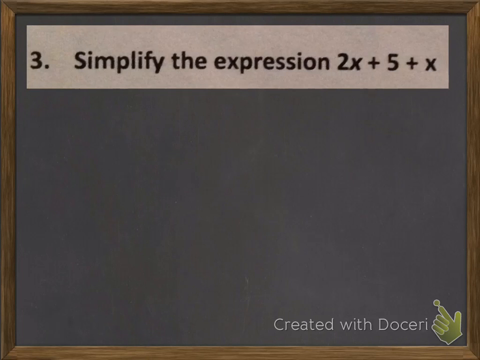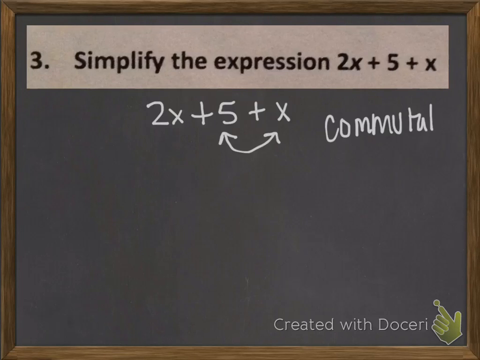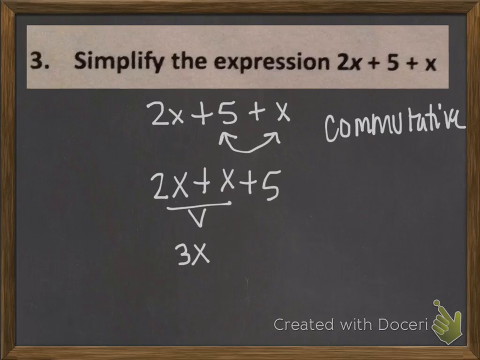Moving to number 3, simplify the expression 2x plus 5 plus x. So we want to move these, switch these around so that our like terms are next to each other. What property do you think that is? Where we just switch the order of the numbers. That is our commutative property. So that means that I can rewrite this as 2x plus x plus 5. 2x plus x plus 5, all my like terms are next to each other, I can solve. 2x plus x, that's 2x's plus 1x, gives me 3x's, so 3x plus 5.